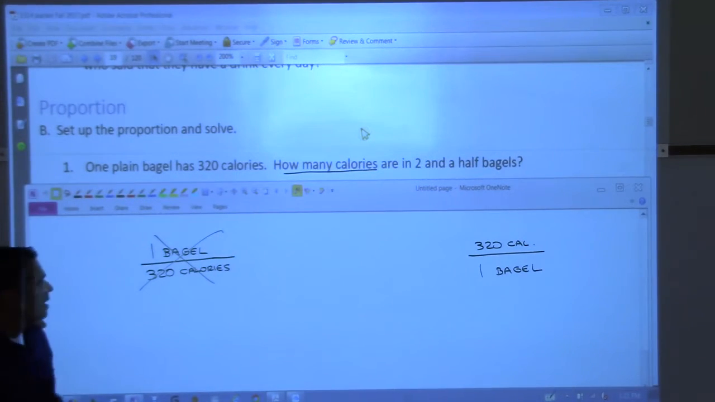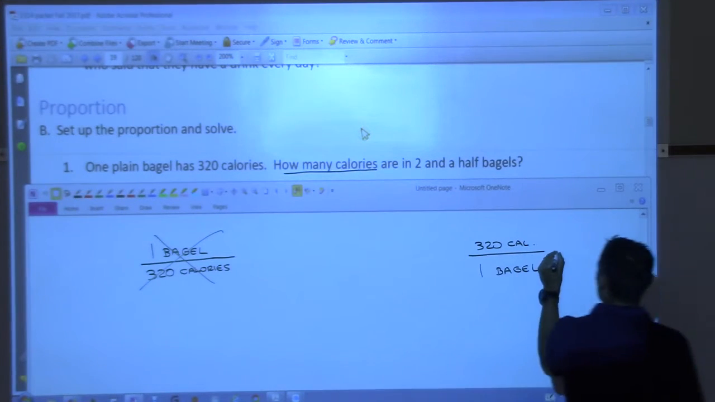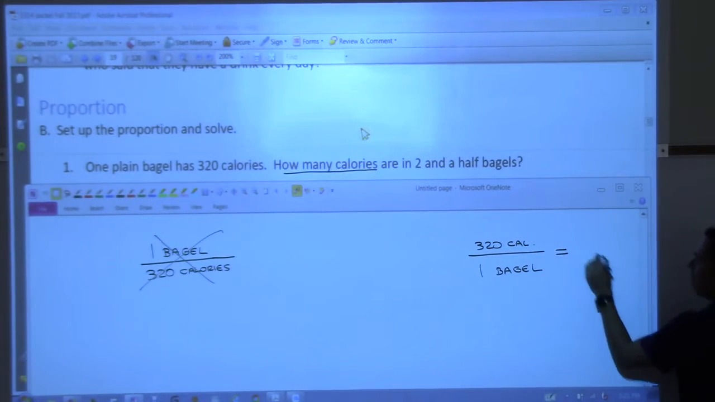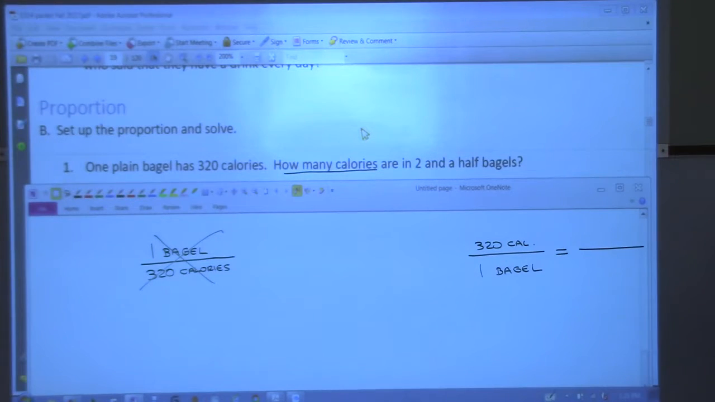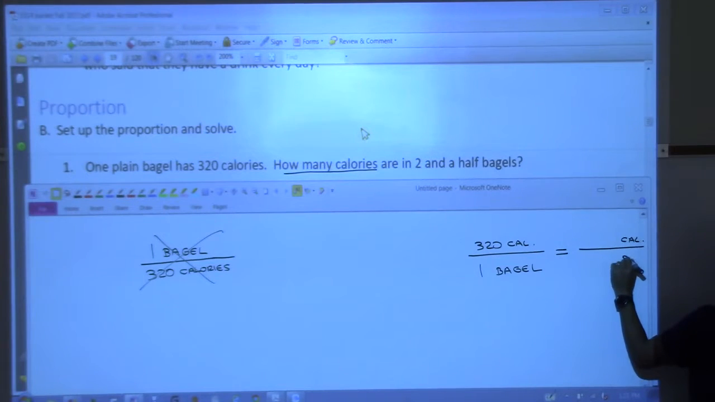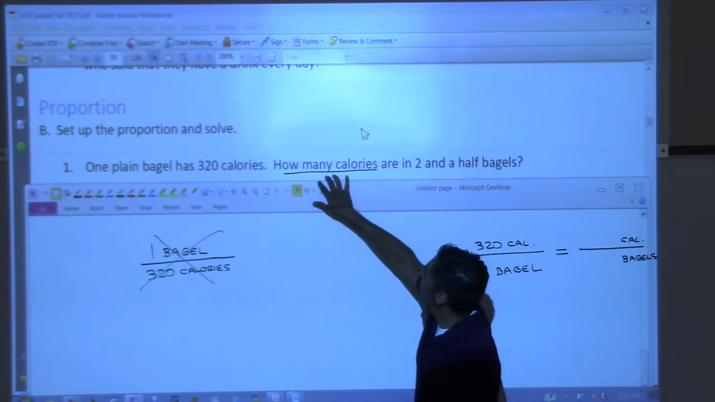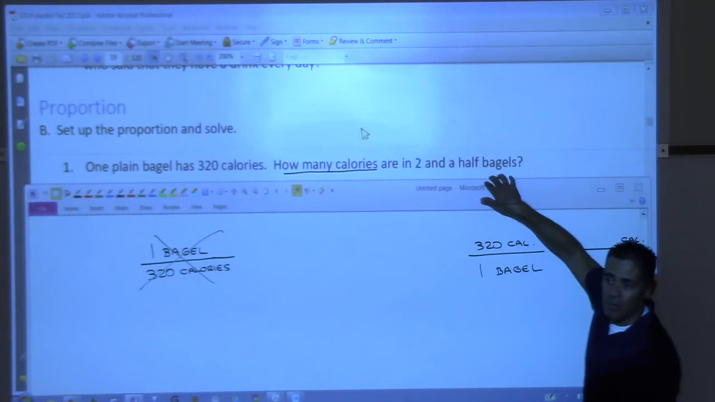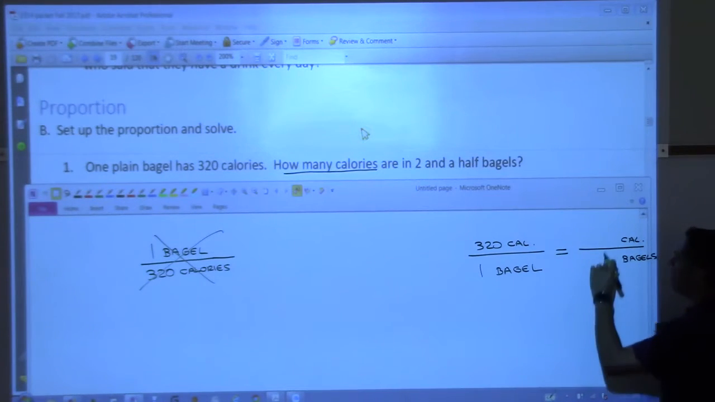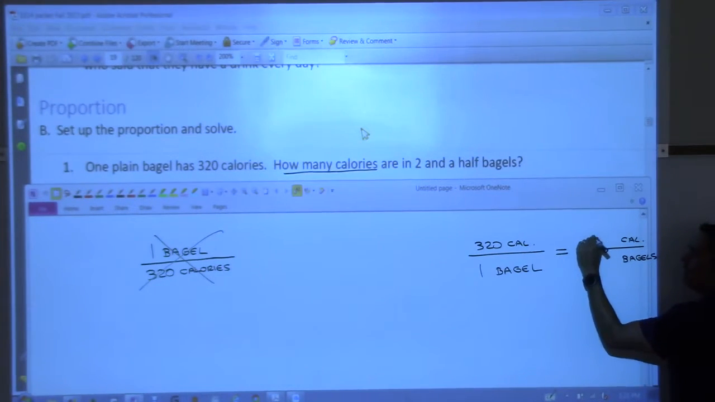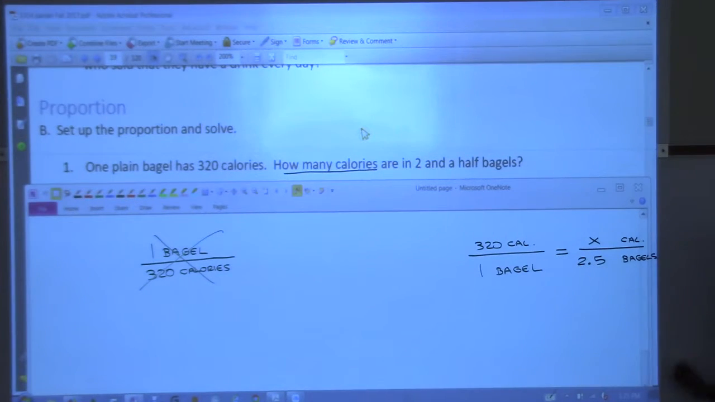Y'all got it? Now, using this proportion, I'm going to say that this is equal to, and now I'm going to create a new fraction next to it. And that new fraction is also going to be calories over bagels. And now I'm going to use the information that I'm given. I want to know how many calories are in 2.5 bagels. So over here, I want to know the calories, so I'm going to put X here. And on the bottom, I'm going to put 2.5 bagels. Y'all see what I've done there? You sure?